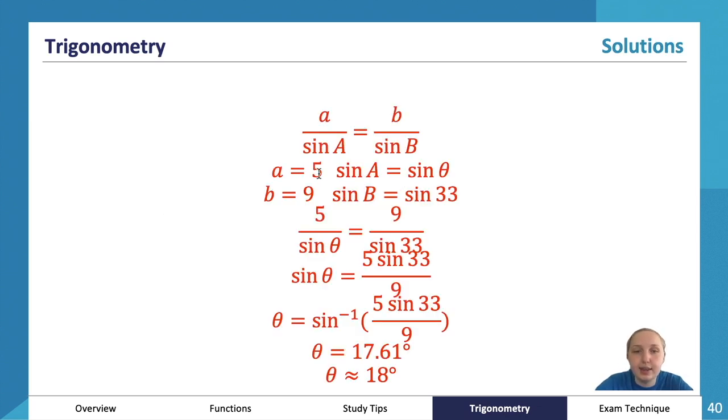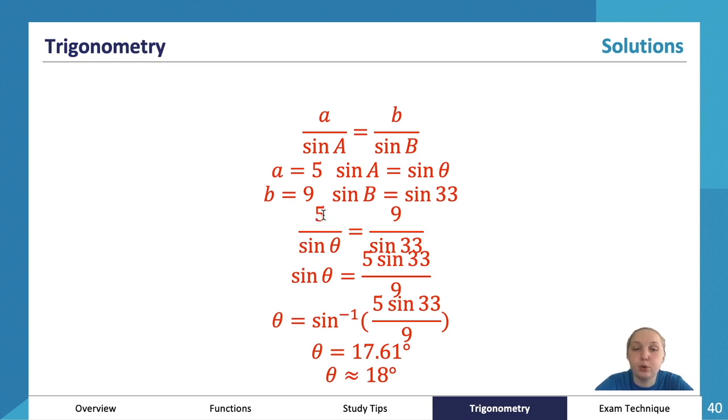Okay, so we'll end up with A equals 5, sine A equals sine theta, B equals 9, and then sine B is equal to sine of 33. Then we just substitute those into our ratios, so we'll end up with 5 over sine theta equals 9 over sine 33.